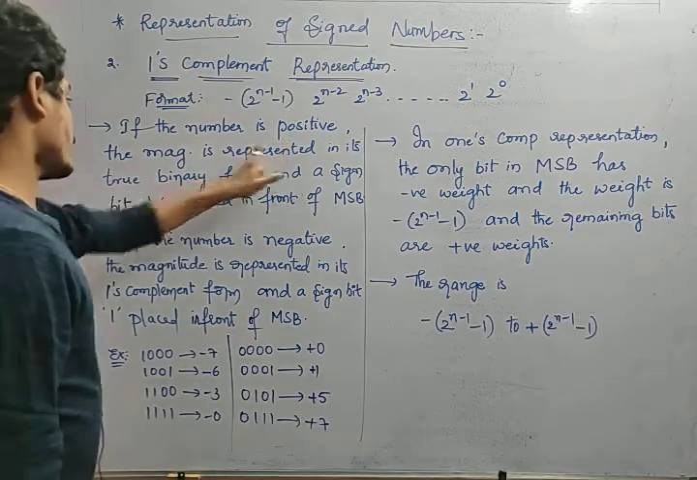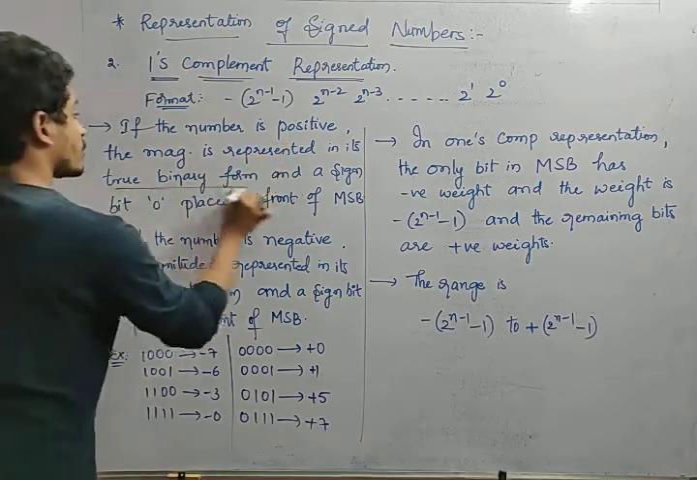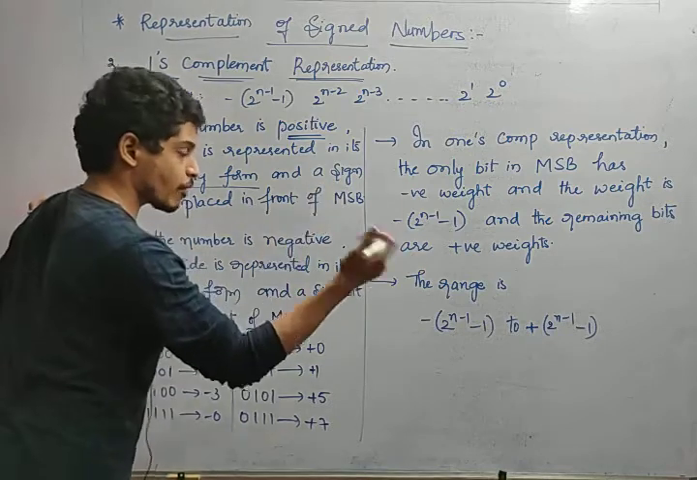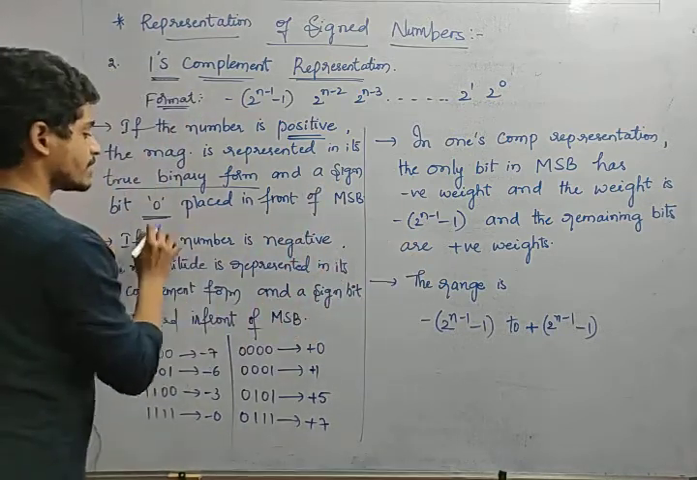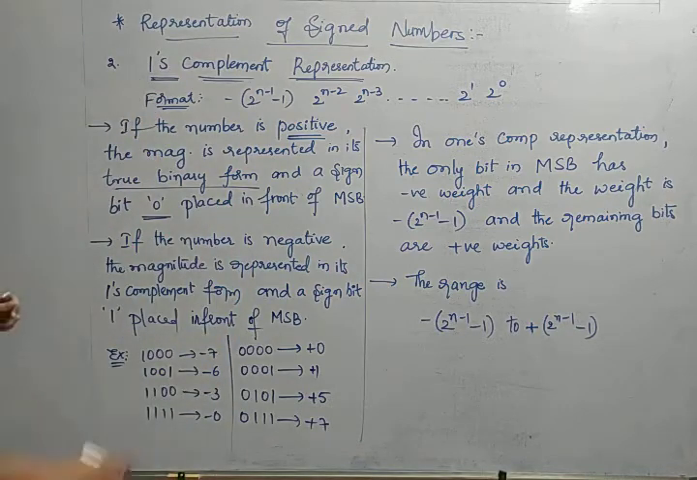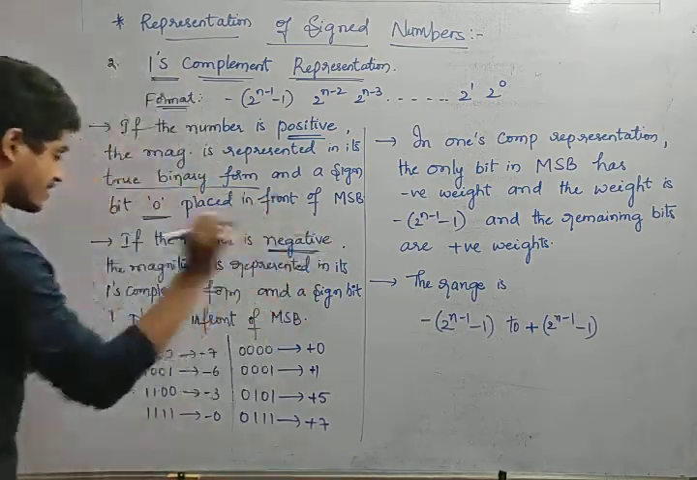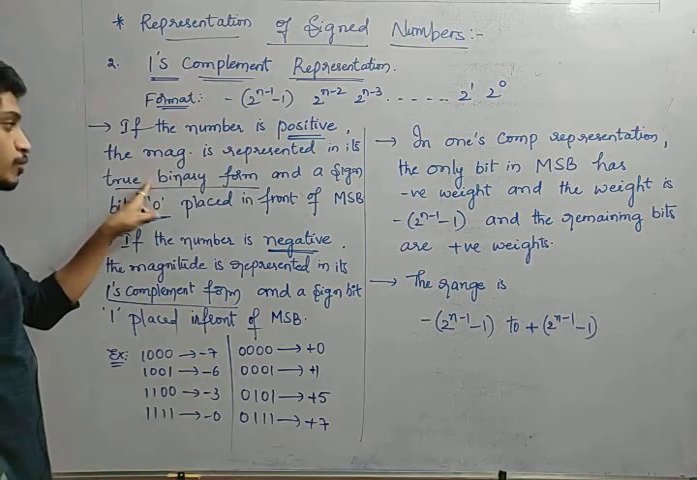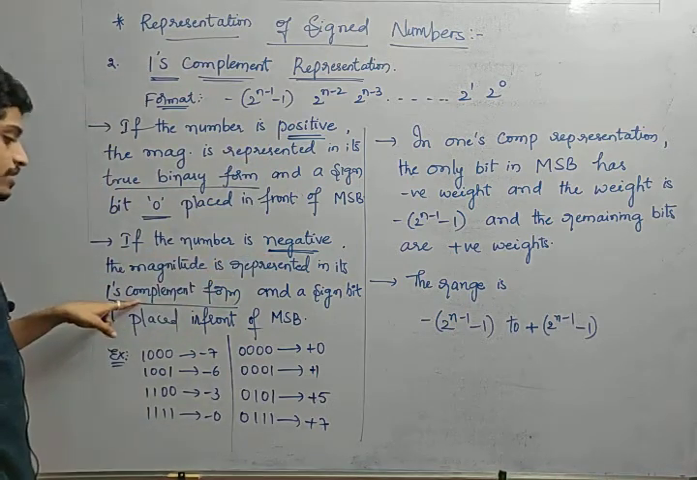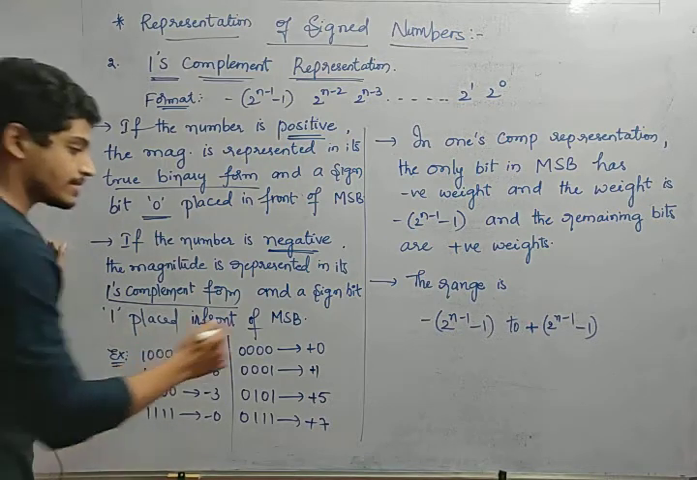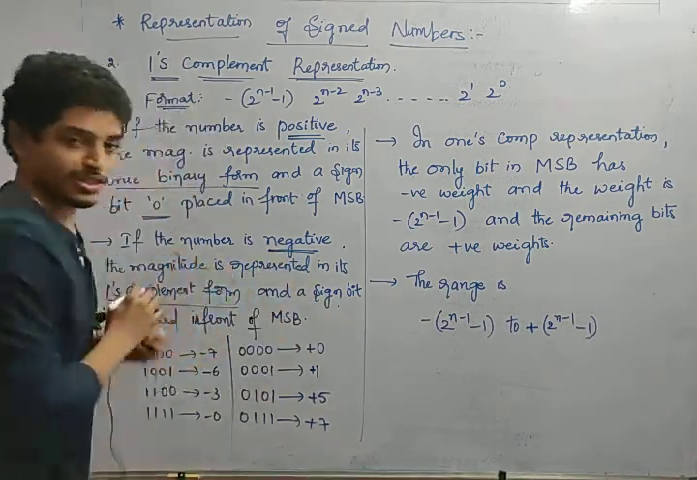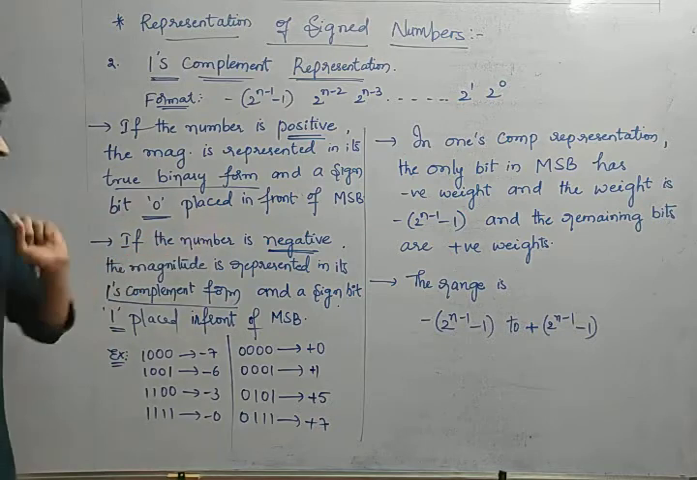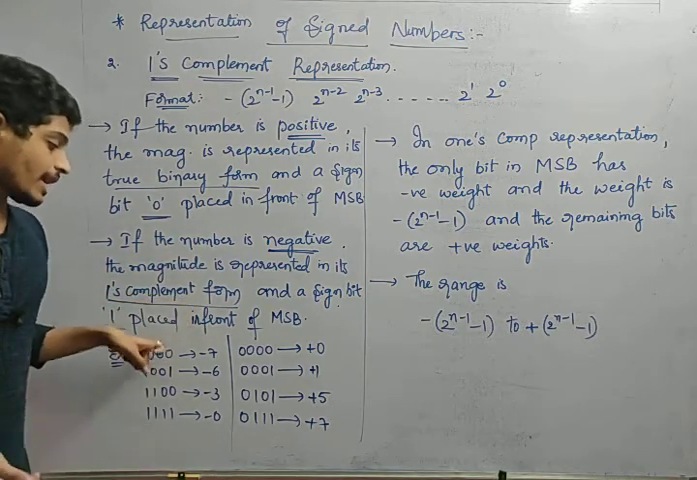If the number is positive, the magnitude is represented in its true binary form. And what about the sign bit then? The sign bit 0 is placed in front of the MSB. Next one. If the number is negative, the magnitude is represented in its ones complement form. And what about the sign bit here? Sign bit 1 is placed in front of the MSB. Remember that. If the number is positive, true binary form and the sign bit is 0. And if the number is negative, the magnitude is in ones complement form and the sign bit is 1, placed in front of the MSB.